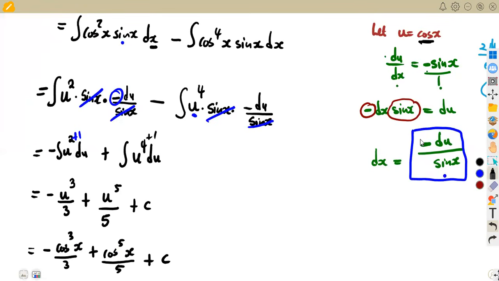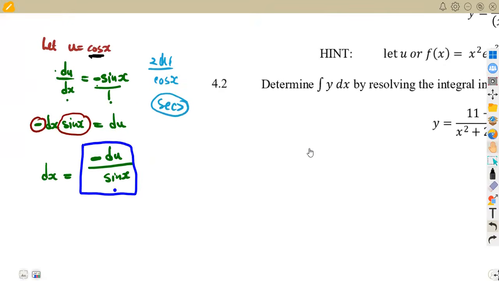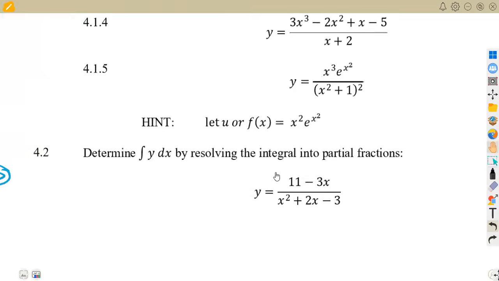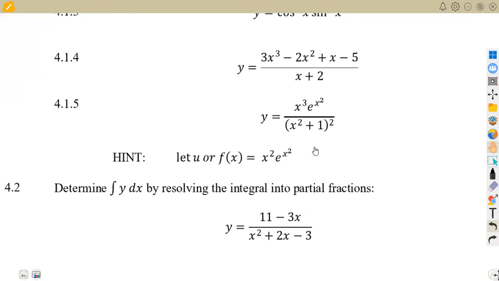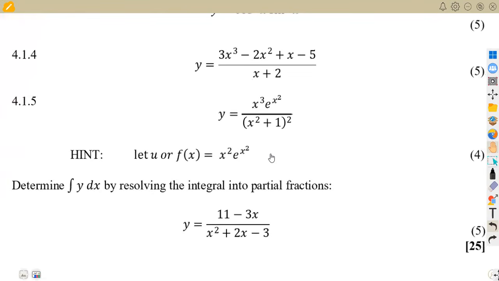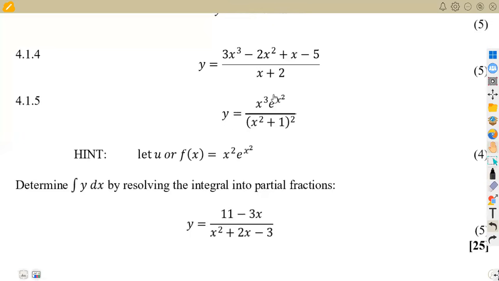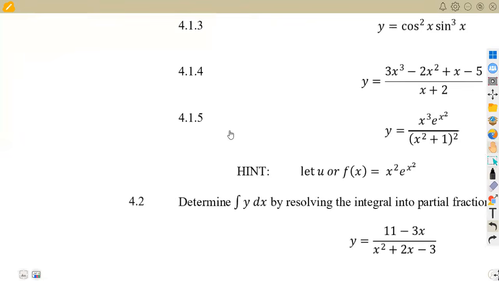So be very careful, guys. When you are simplifying, be very careful on your simplification, what is needed on your integrals. All right, then the 4.14, that is again to integrate, 5 marks again for this one. All right, so let us check what we're supposed to do in this case. That's the integral of 3x cubed minus 2x squared plus x minus 5 over x plus 2 with respect to x, 5 marks for that. All right, so let us set this aside and see.